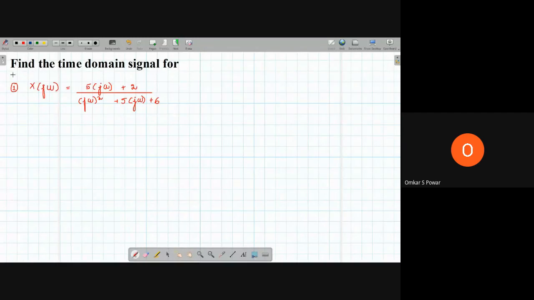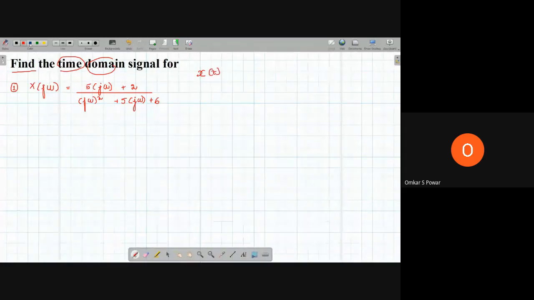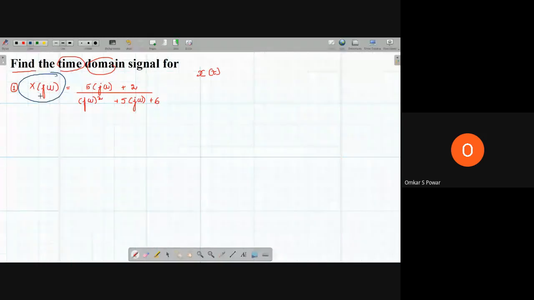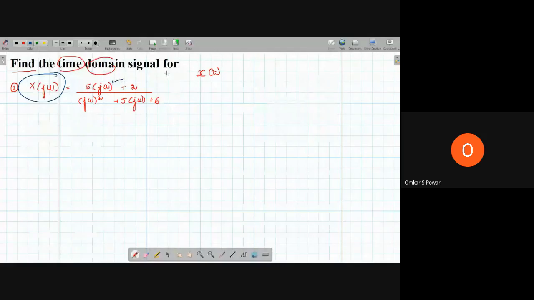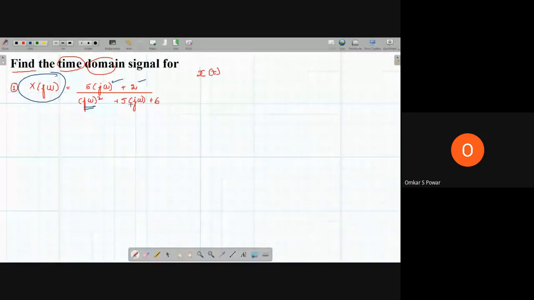The question asked is: find the time domain signal. So what we have to get? We have to get x of t given X of j omega. X of j omega is equal to 5 j omega plus 2 divided by (j omega) the whole square plus 5 j omega plus 6.